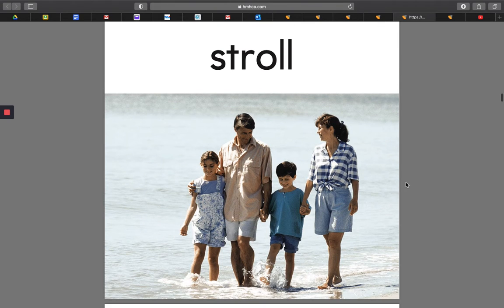And then this is the word stroll. Say stroll. When you take a stroll, you go on a slow walk. You might take, like in our picture, a stroll on the beach, or maybe a stroll in the park. Just a slow walk, kind of enjoying yourself outside.